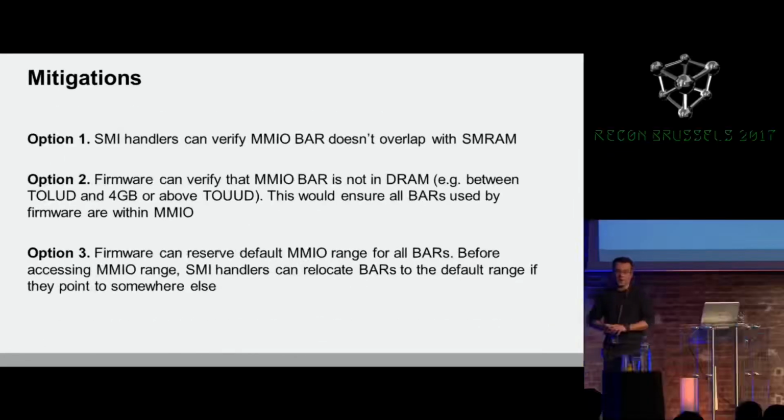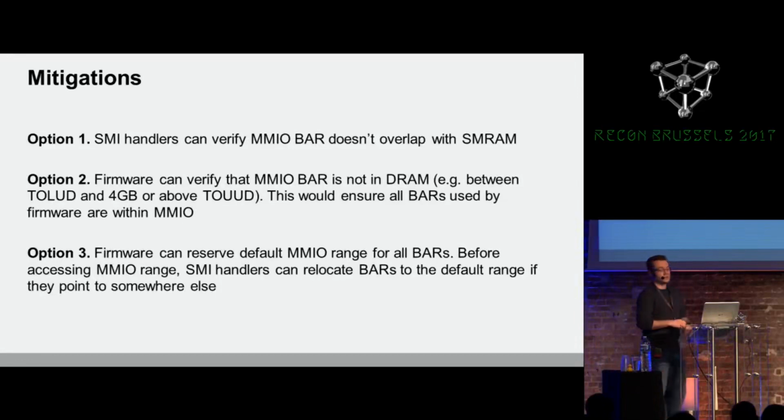So what are the options to mitigate those attacks? One option is that the SMI handlers can verify that the base address of the MMIO range that it read from the BAR register doesn't overlap with SMRAM. That's a pretty straightforward mitigation, and it's similar to the mitigation that was done for the previous class of issues, the pointer bugs, and it should be done. It doesn't hurt to check the pointer so that you're not writing to your own code. But it only solves the problem partially.